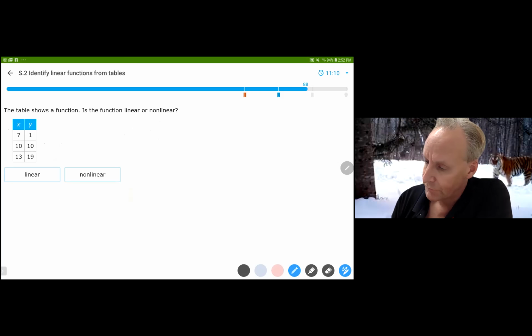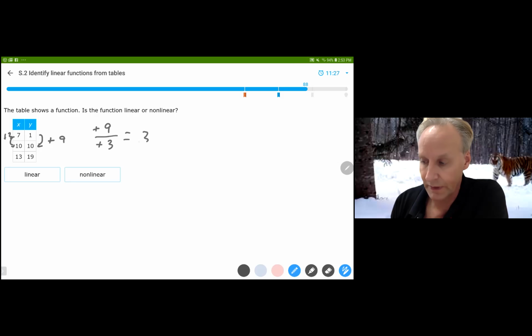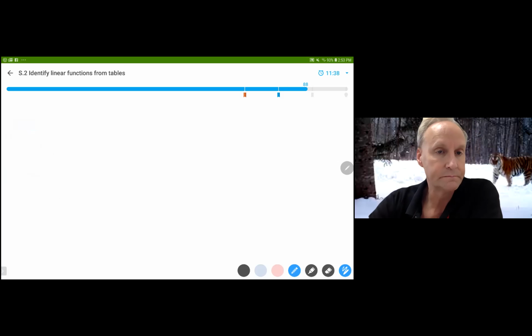All right, from 1 to 10, I went up 9. And from 7 to 10, I went up 3. So the change in y over the change in x, this is +3, is equal to 3. So my slope in my first pair is 3. My second pair, I went up 9, and I went up 3. And of course, it's the same, so they're linear.